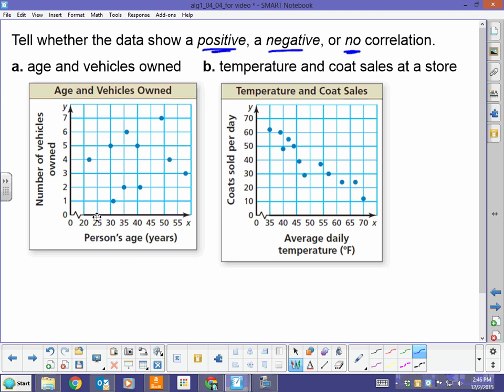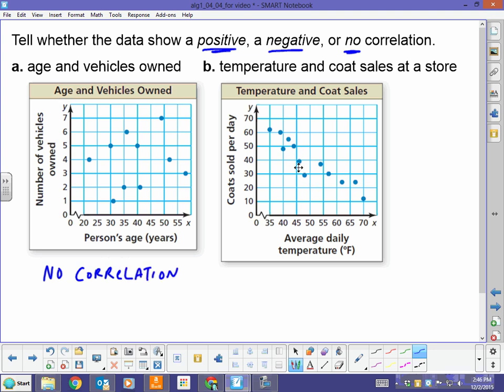So do we see a pattern? Do we see a trend in the data here as the person's age increases? We really don't. I mean, sometimes a young person can own 4 cars, and an older person up here in their 50s can own 4 cars, and this person owns less. This older person owns less than this younger person. So there's really no correlation here. There's no correlation between a person's age and the number of cars they own.